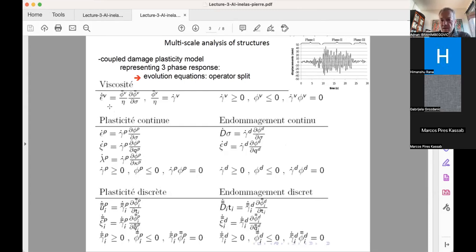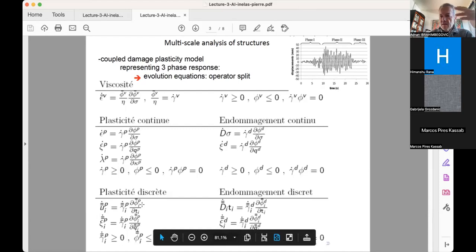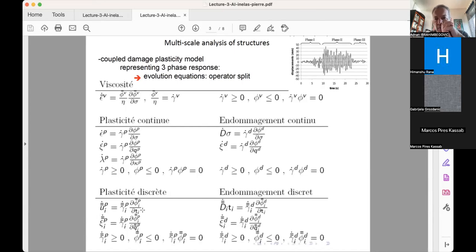So we have this evolution equation of viscosity, the viscous deformation, evolution of plastic deformation, of the hardening variable, and then of this kinematic hardening. Then there's an evolution equation of damage compliance, an evolution equation of the damage hardening. Then you have the softening part, which I haven't really discussed, but I will eventually in the next lecture. And basically also the softening variable.